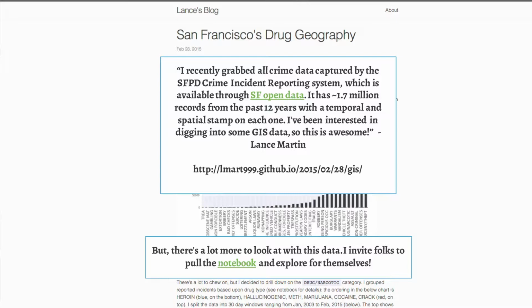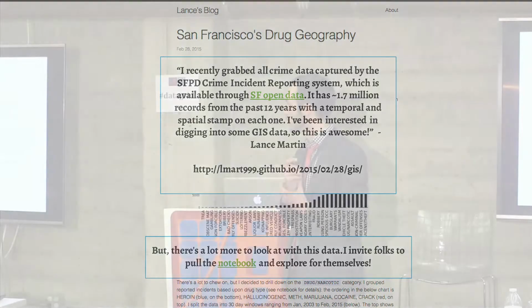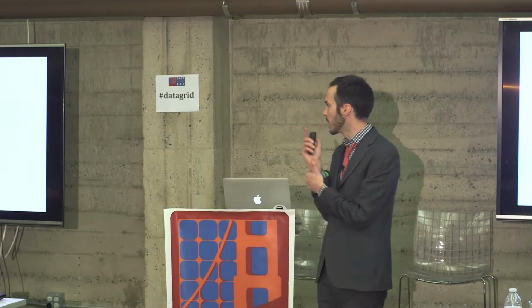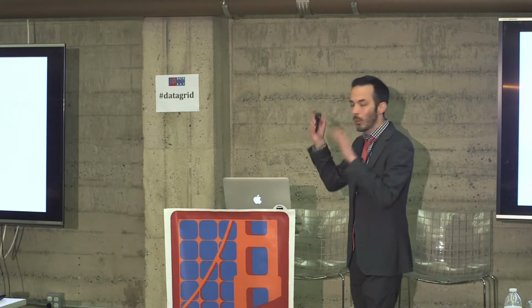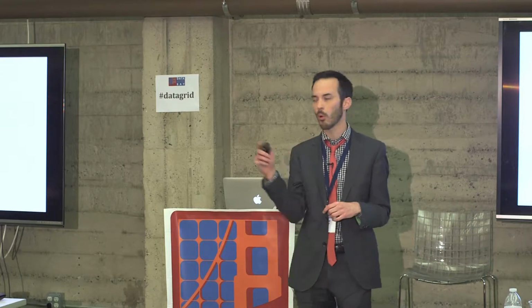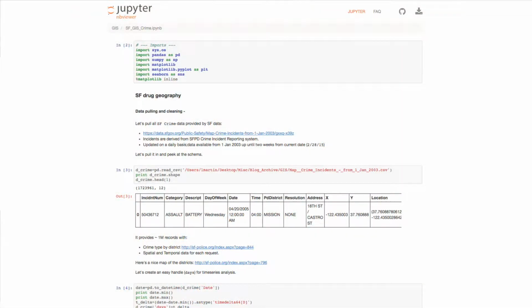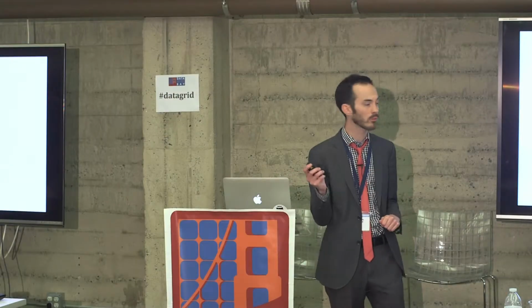So this is a blog post done by a gentleman, Lance Martin, PhD down in, I believe, Stanford. We didn't ask him to do this. He just took some data off the portal, and he wanted to look at San Francisco's drug geography. He grabbed all the data from SF Open Data. This is from his blog post. If you read the whole blog post, he's asking a lot of questions. There's a really great tone that's struck in the blog post. And at the bottom, he says there's a lot more to look at with this data, and he invites folks to pull the notebook and explore for themselves.